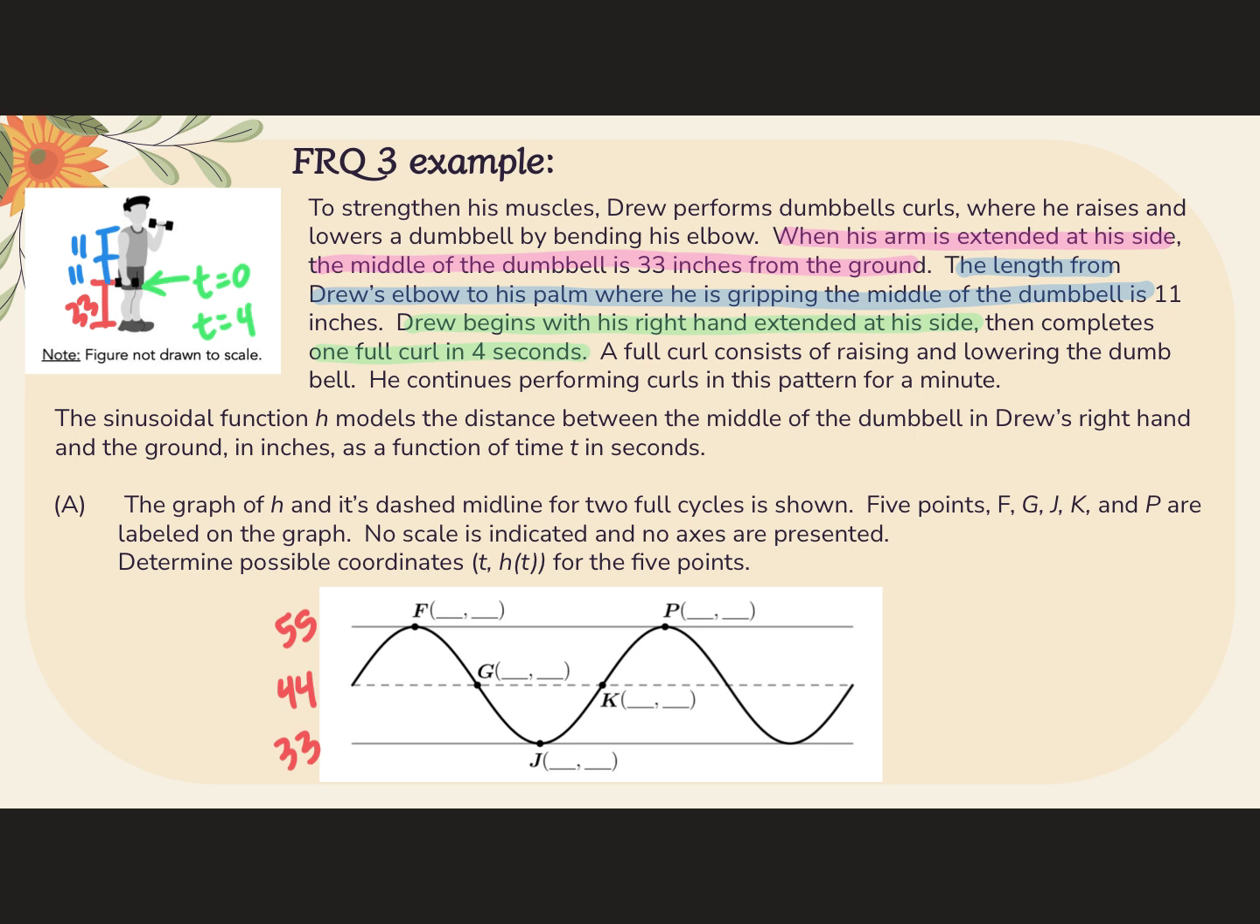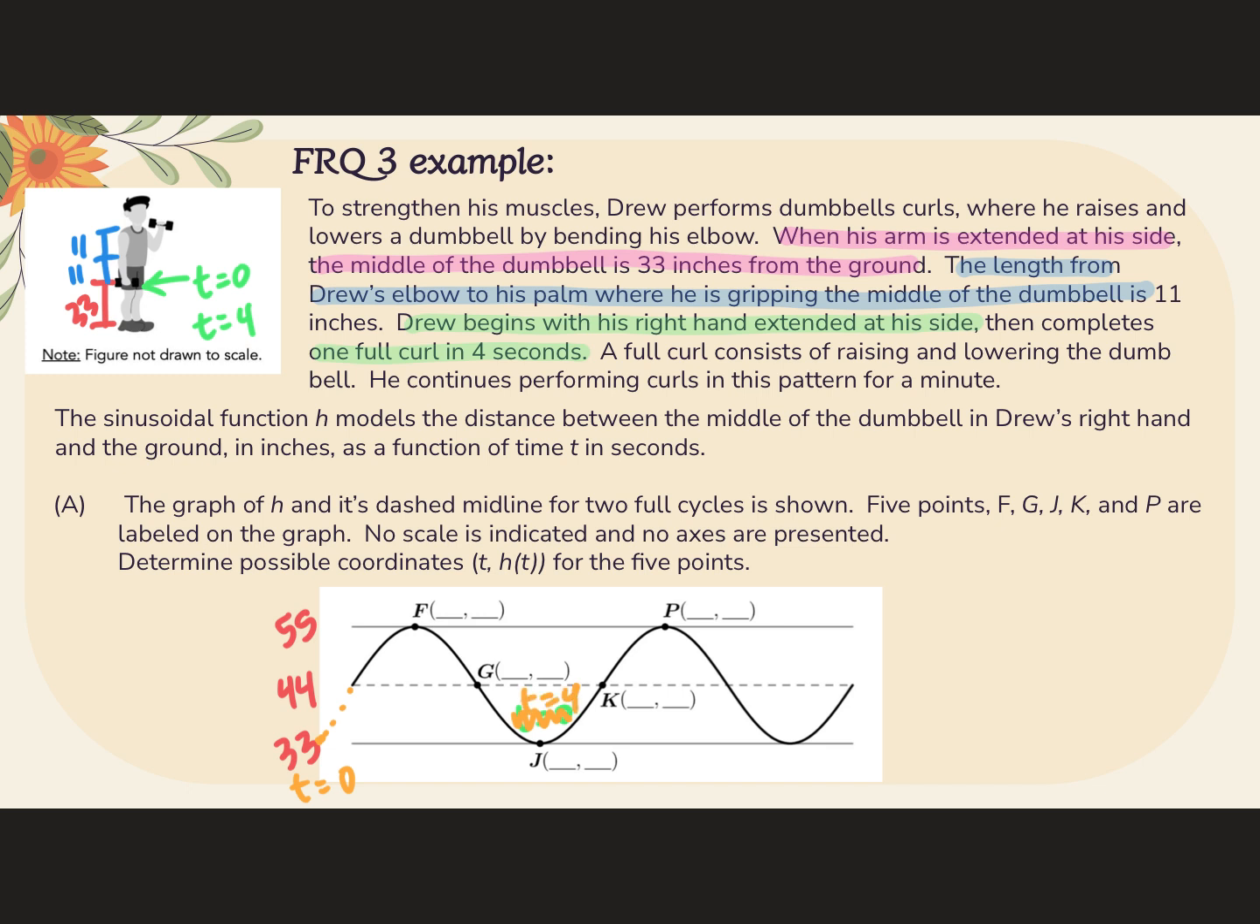Time 0 has to be when the weight is at the lowest. So it is possible for point J to be time 0, in which case points F and G would have a negative time. If we prefer not to deal with a negative time value, then we would want to extend our graph off to the left before point F to find when we would have time 0, and then point J would be the end of that first curl, which would be 4 seconds later.